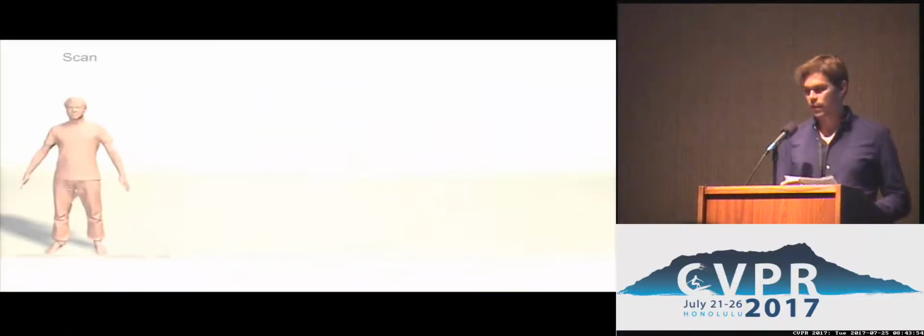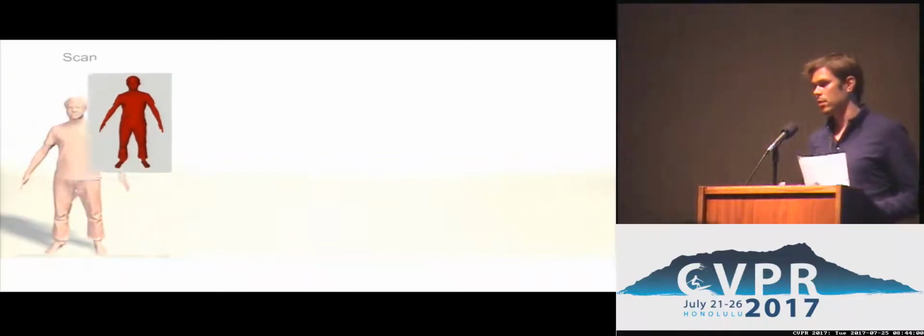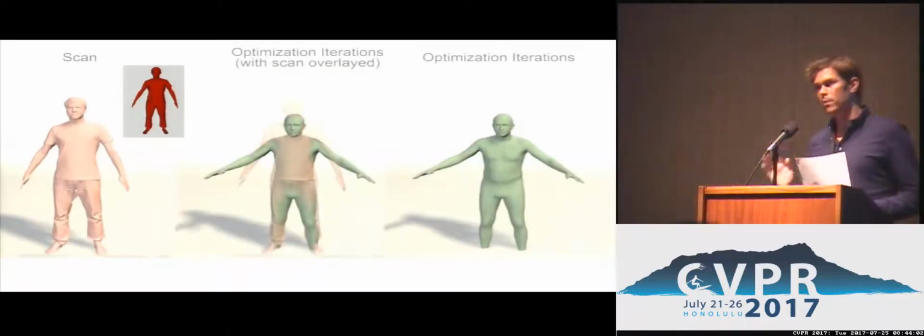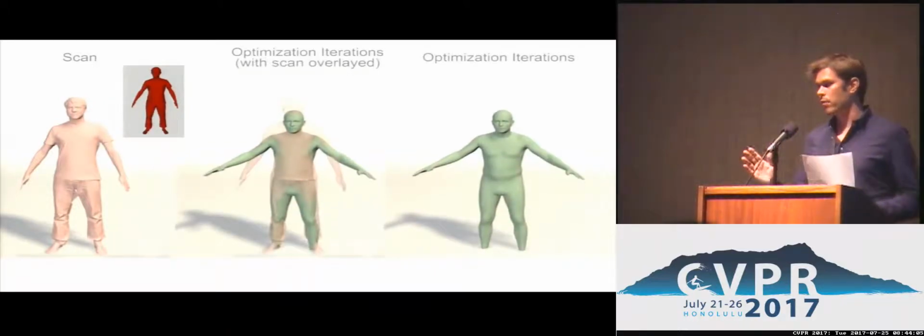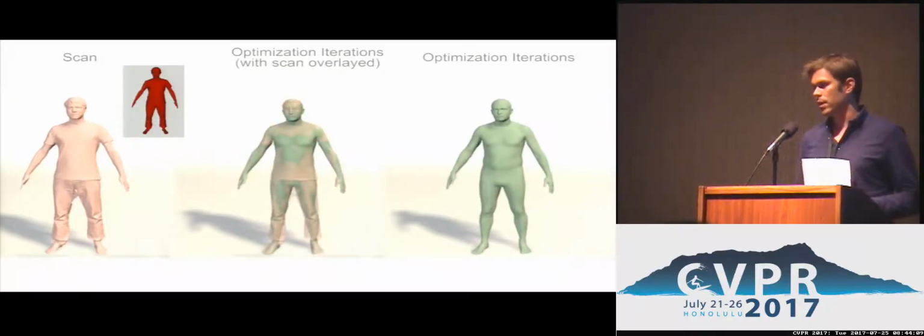We obtain cloth registrations by considering all scan points as skin, shown in red here, and then we optimize the same objective function as before, right? It's a free-form surface that deforms and is coupled to the body model. Notice how now the cloth details appear.